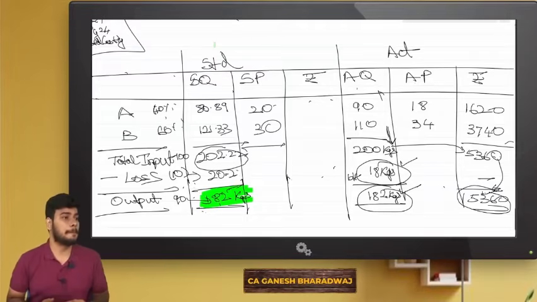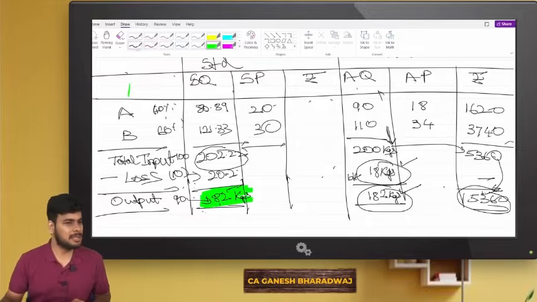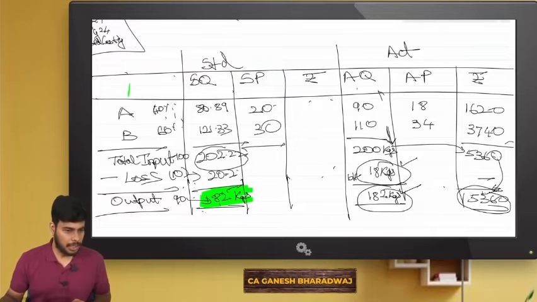Total input is? If total input is 100, my loss will be 10, which means my output will be 90. So based on this proportion, I am calculating. So this 20.2, how did I compute? 182 into 10 by 90. Using this only I computed, no?